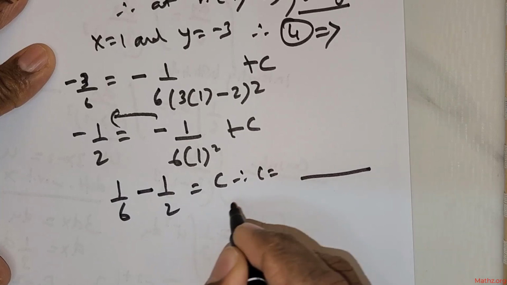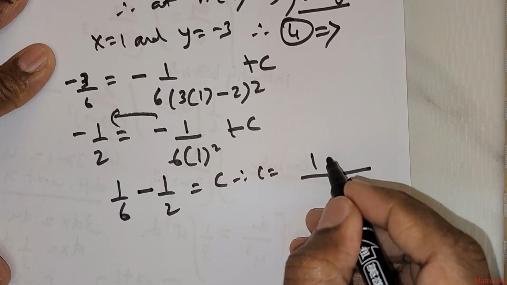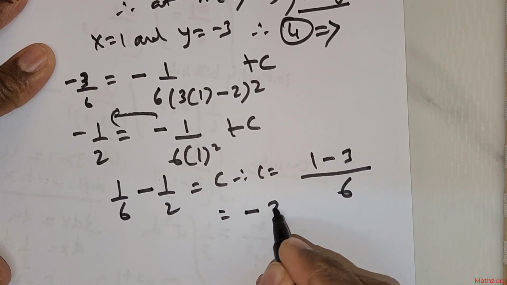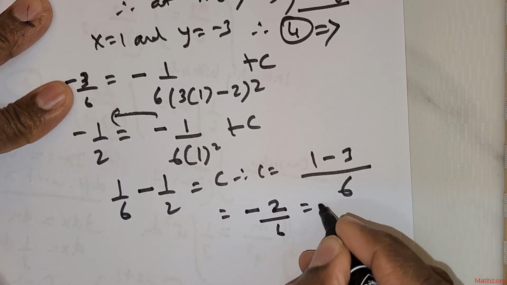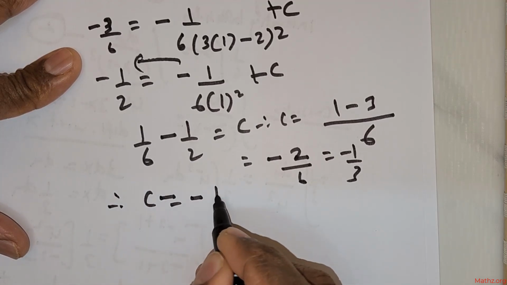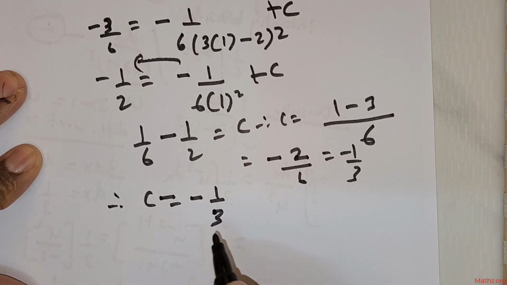So therefore c is equal to, if I were to take the LCM as 6, I get 1. 2 divides 6 3 times. So you have a 3 there. So you got negative 1 minus 3 will give you negative 2 divided by 6, which is nothing but negative 1 over 3. So therefore c is equal to negative 1 over 3. This is what you're getting, right?